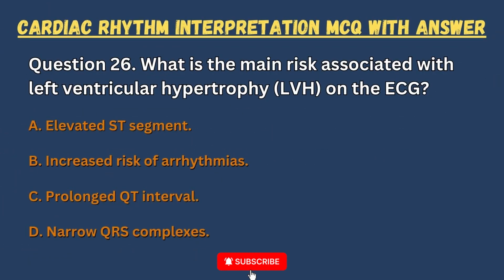Question 26. What is the main risk associated with left ventricular hypertrophy, LVH, on the ECG? A. Elevated ST segment. B. Increased risk of arrhythmias. C. Prolonged QT interval. D. Narrow QRS complexes.